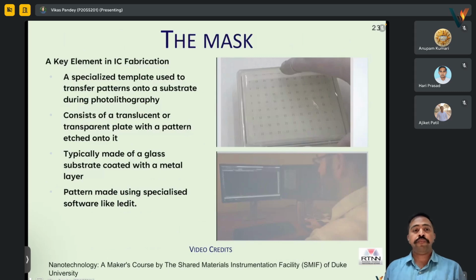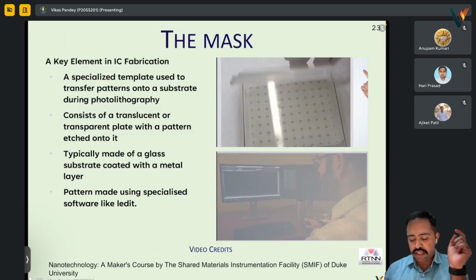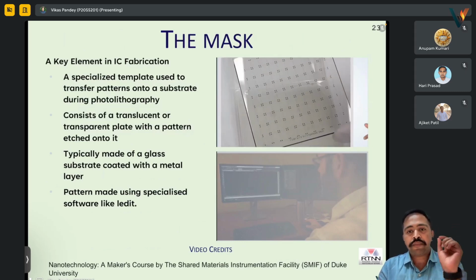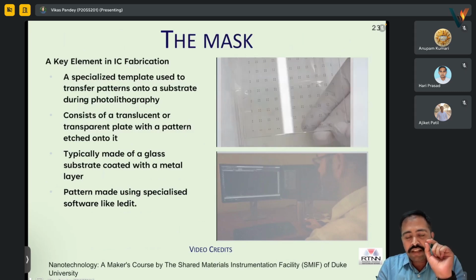If we see the mask, this is one mask that you can see: simple glass with the patterns designed using chrome over them.